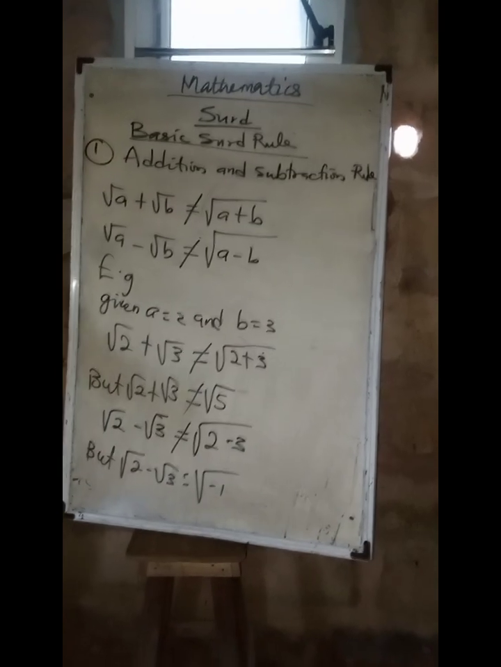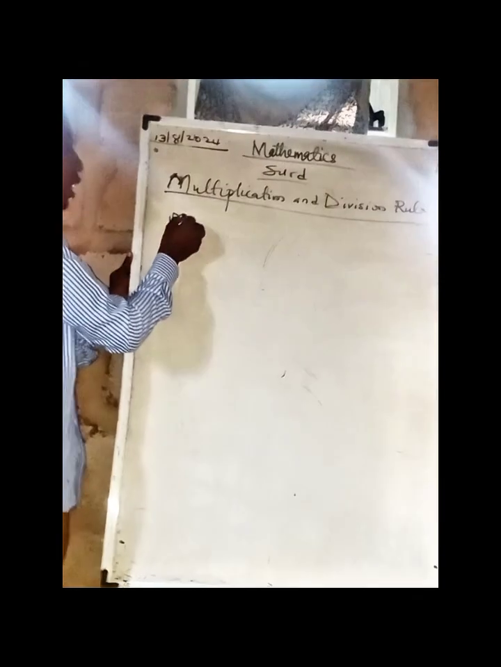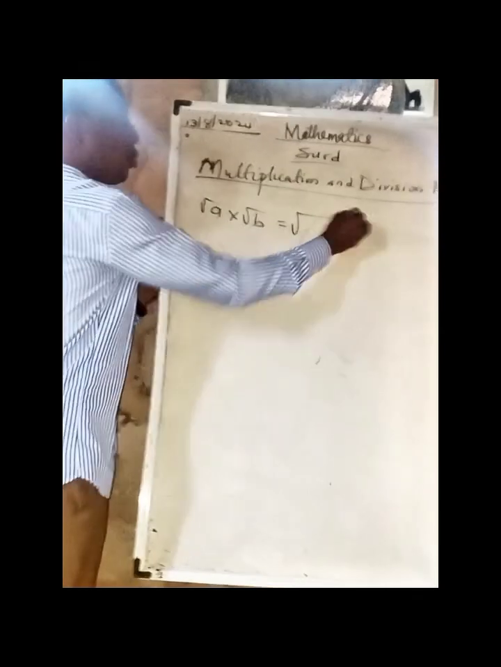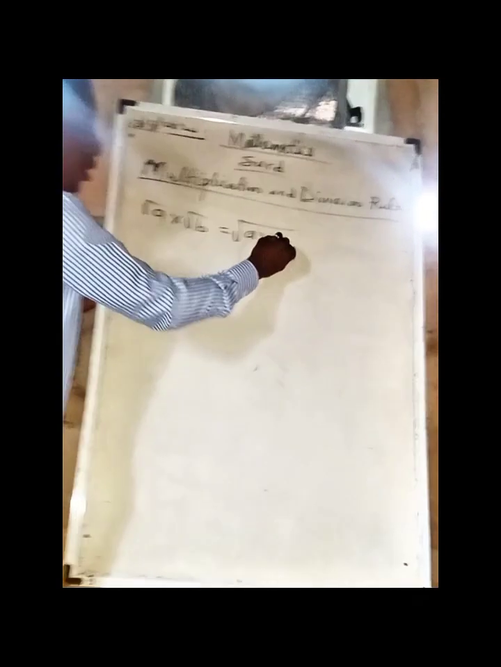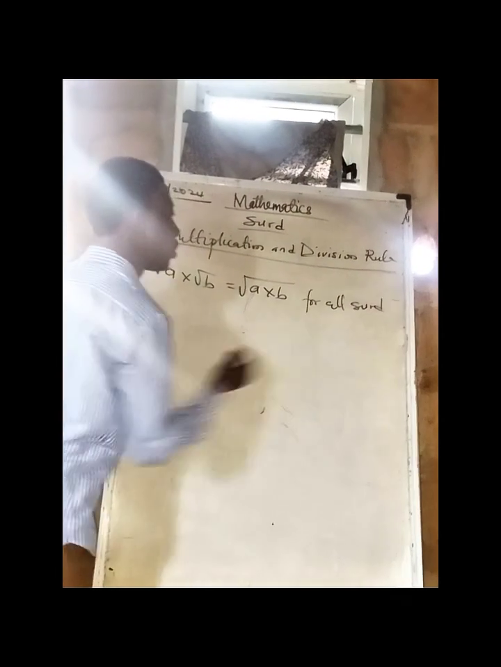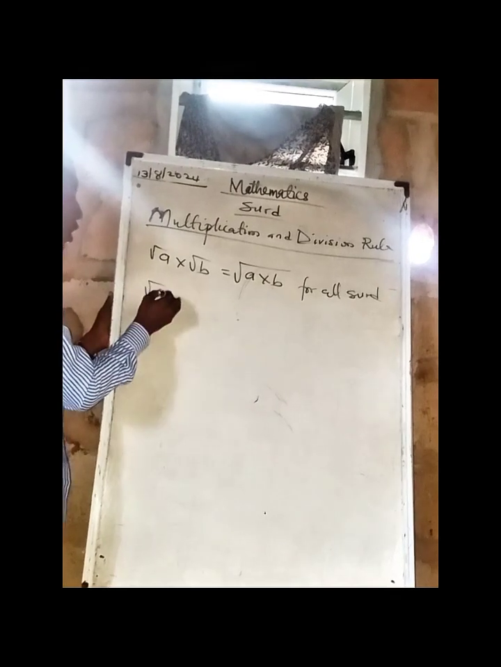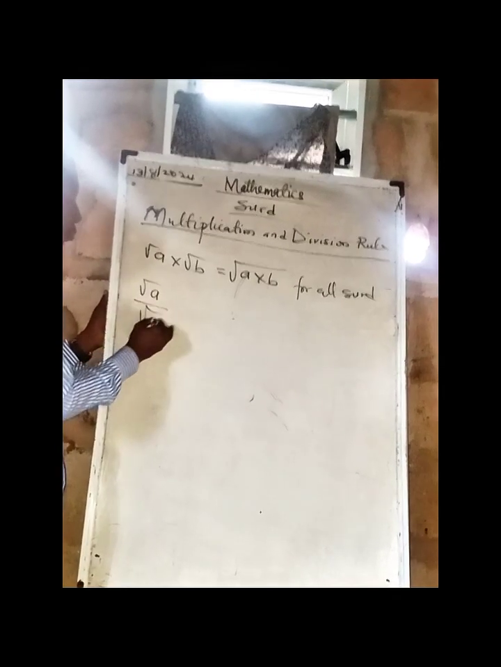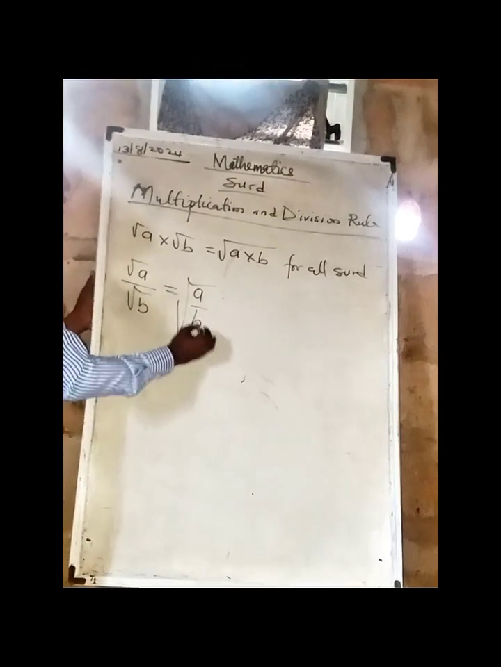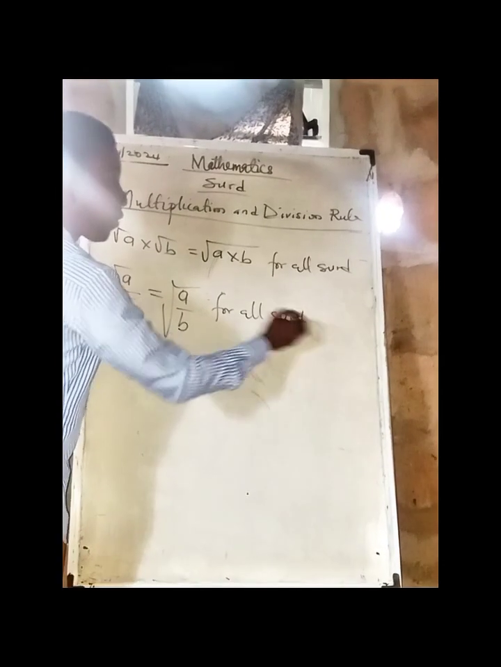Square root, just look at it. We said that given that we have surd A times surd B, it is equal to the square root of A times B for all surds. That is for multiplication. Then for division, we said that surd A over surd B is equal to the square root of A over B. Take note, for all surds as well.